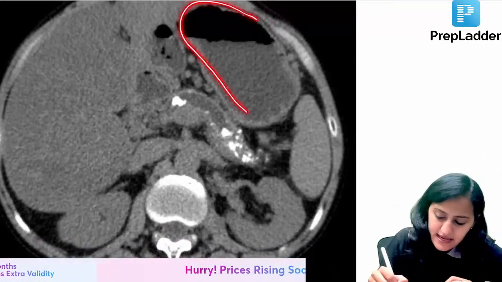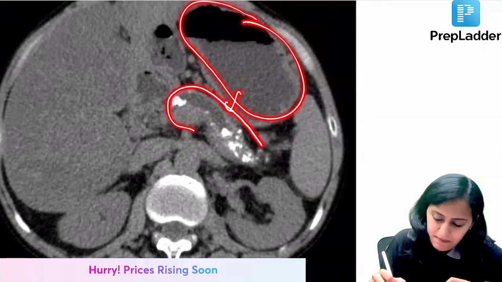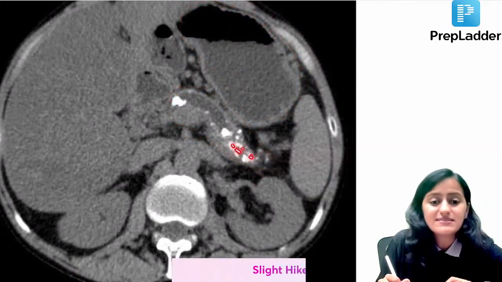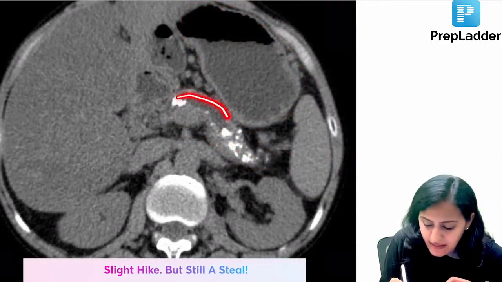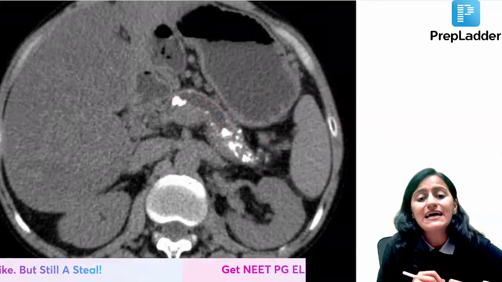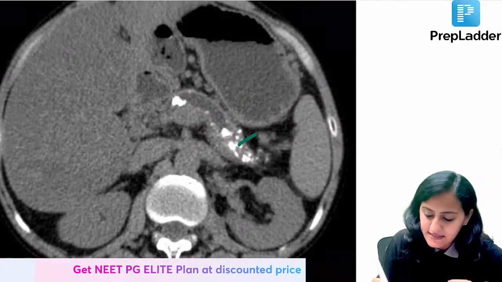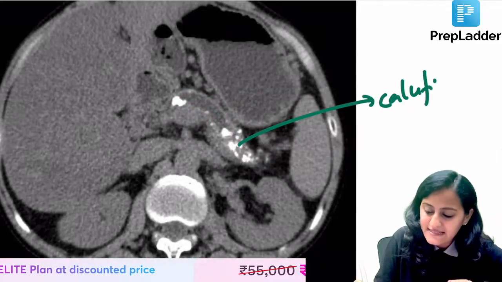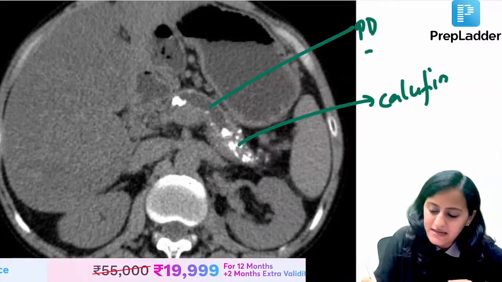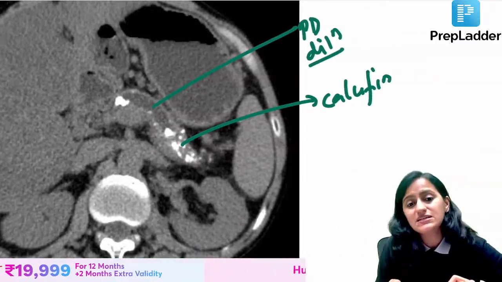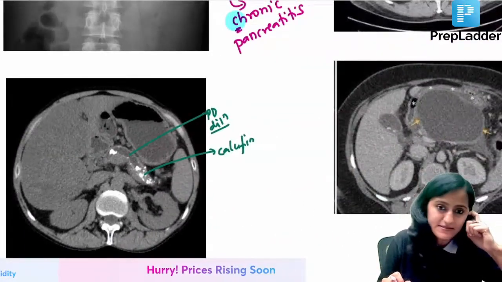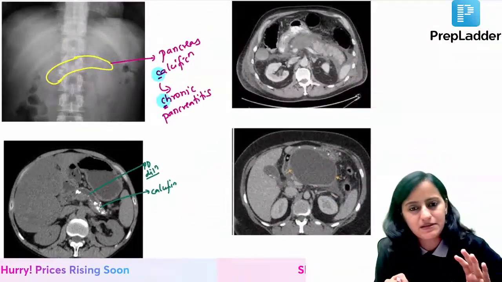So look at this again. Here is the stomach. Behind the stomach is this pancreas. Look at the calcification and look at this one. This is the ductal dilatation. In chronic pancreatitis, there is ductal dilatation. So calcification plus pancreatic duct dilatation that you are seeing here, this is chronic pancreatitis. Chain of lakes appearance is seen.